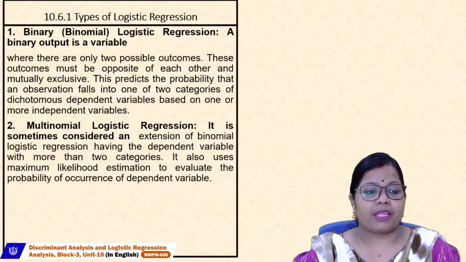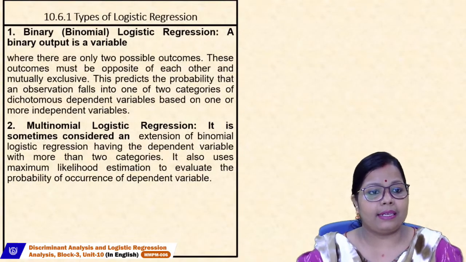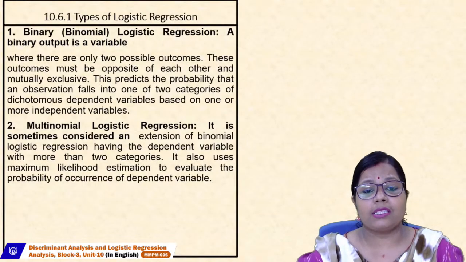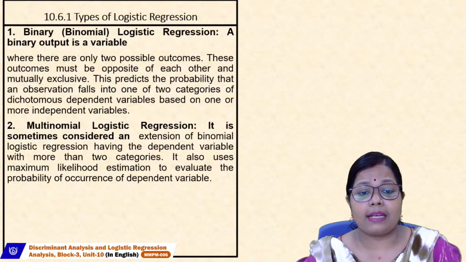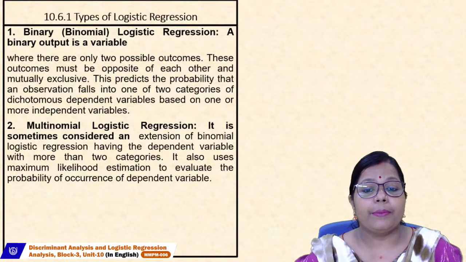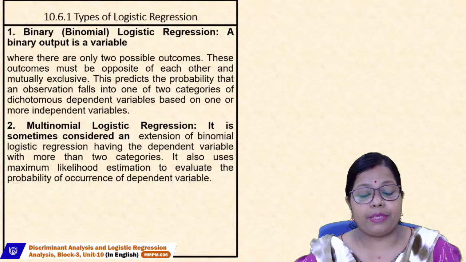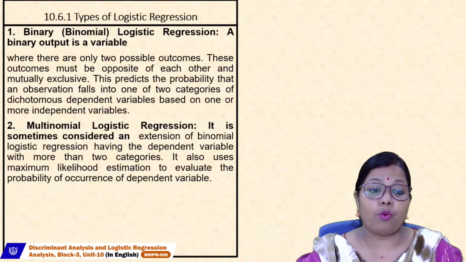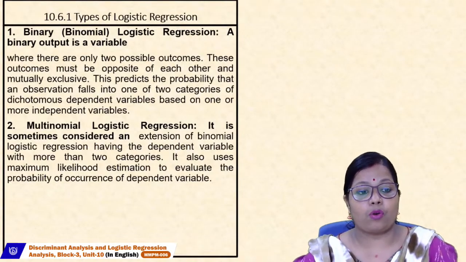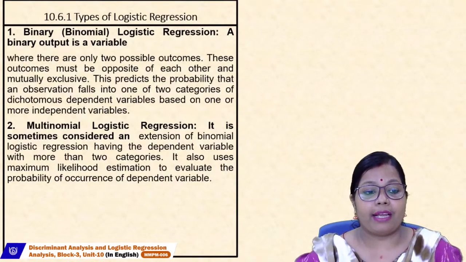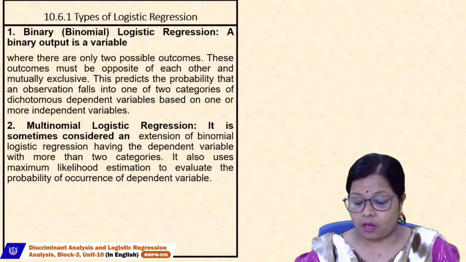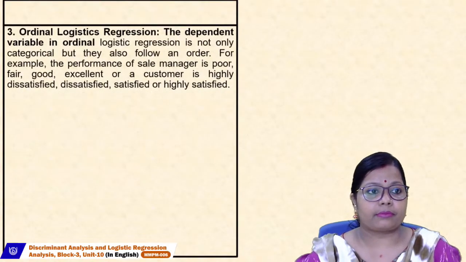Similarly, the second type of logistic regression is multinomial logistic regression, and it is sometimes considered an extension of binomial logistic regression, having a dependent variable with more than two categories. It also uses maximum likelihood estimation to evaluate the probability of occurrence of the independent variable.